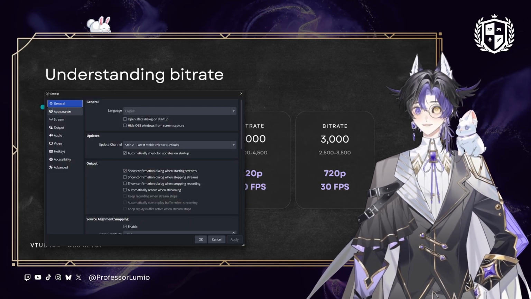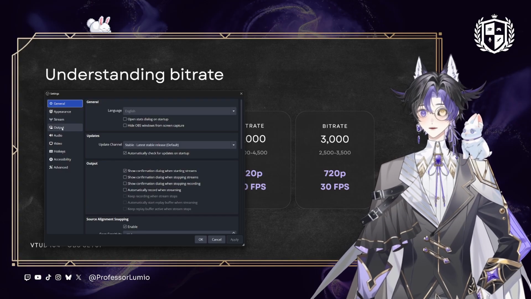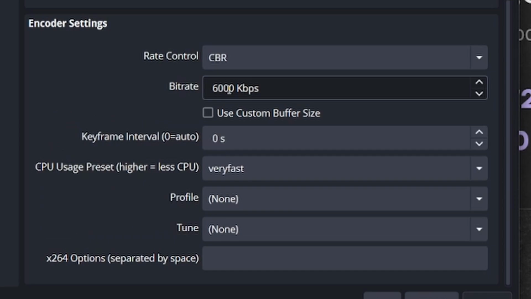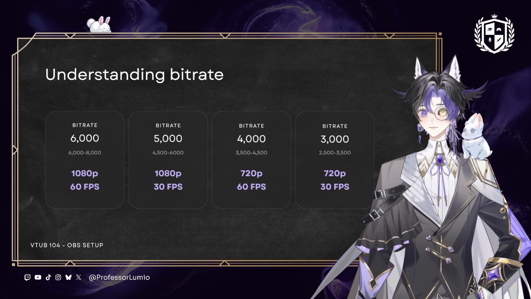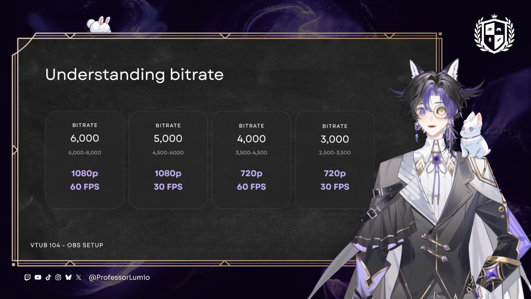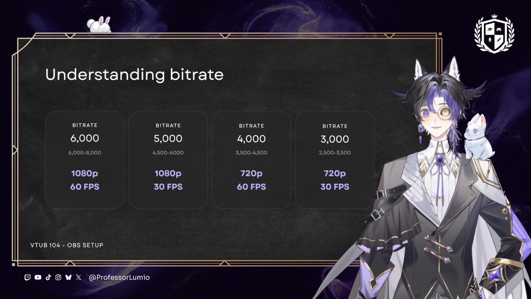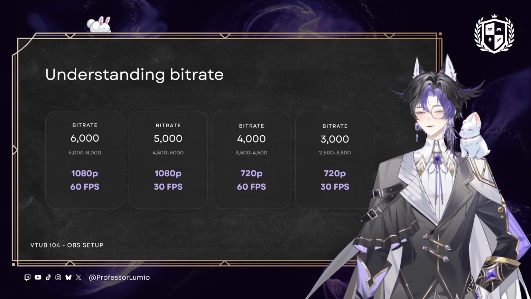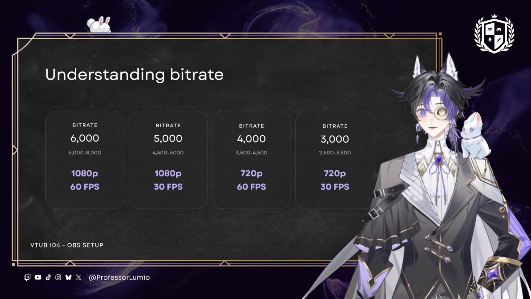To change your bitrate, in your OBS settings, go to Output, and then in the encoder settings section, your bitrate is found here. If your PC is handling it extremely well, you can always raise your bitrate anytime. There are quite a few additional optimizations in OBS to improve performance that we'll be covering in later videos.